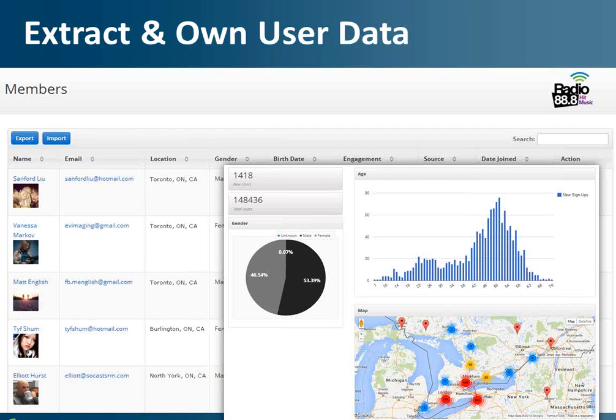You can also do things like break down genders and age groups, as well as drill down to specific cities, counties, and neighborhoods to see where your fans live, which is pretty useful for deciding where to hold local events or live remotes.